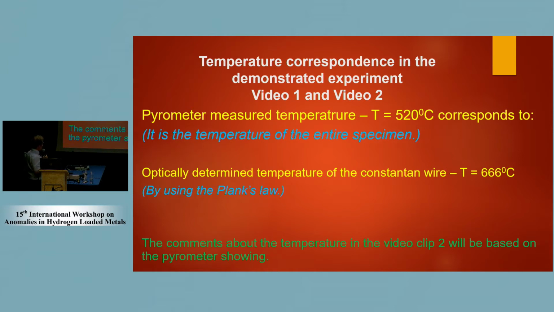One measures the temperature of the specimen, 520 degrees C, which corresponds to the optically determined temperature of the constantan wire, 666 degrees C, using Planck's law. This is because this temperature corresponds to the temperature of the entire specimen, not exactly the constantan wire. The comments about the temperature in video clip number two will be based on the pyrometer reading. But after that, you are going to see what happens regarding the temperature of the constantan wire.